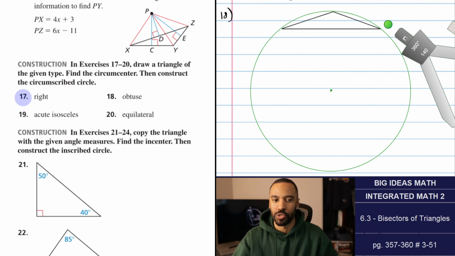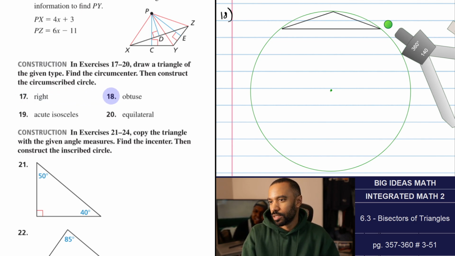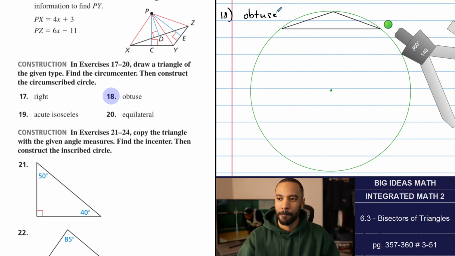By the way, this was the obtuse. Oh, I'm on 18. I'm sorry. This is the obtuse triangle. And check that out. Ain't math something? All right.